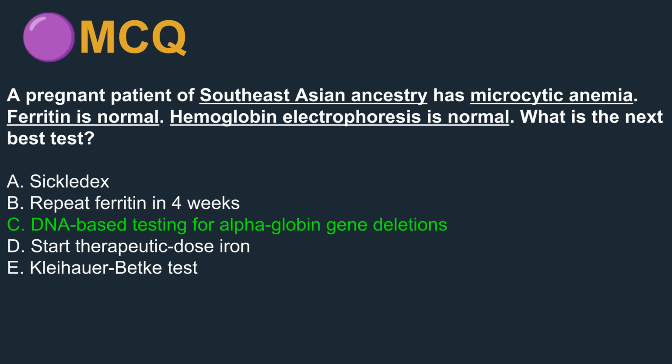The correct answer is C. Southeast Asian ancestry, low MCV, normal ferritin, and normal electrophoresis is the combination for alpha-thalassemia. Since electrophoresis can be normal in alpha-thalassemia trait, the next test is DNA-based testing for alpha-globin gene deletions.